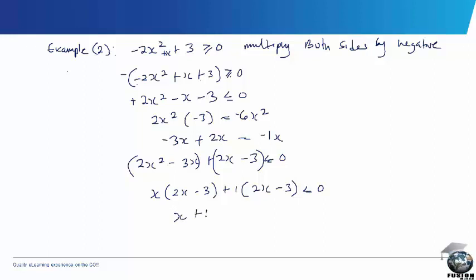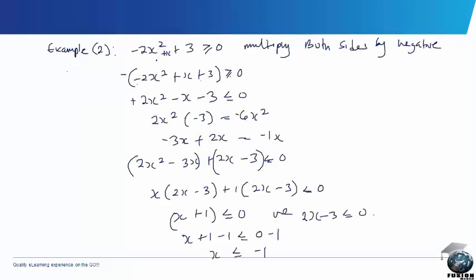And so we have that x plus 1 is less than or equal to 0, or 2x minus 3 is less than or equal to 0. Further solving demands that we add -1 to both sides of the inequality here. Here I have x plus 1 minus 1 less than or equal to 0 minus 1. So this becomes x is less than or equal to -1.